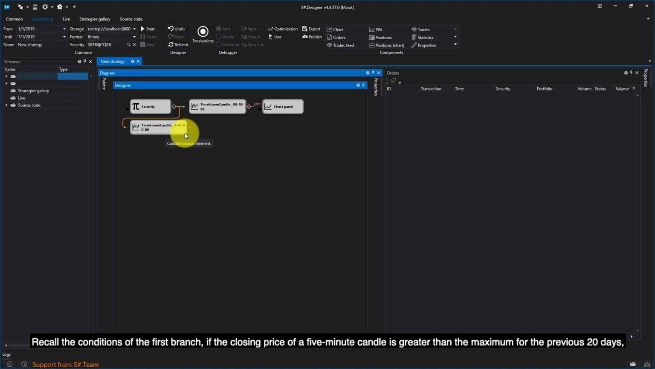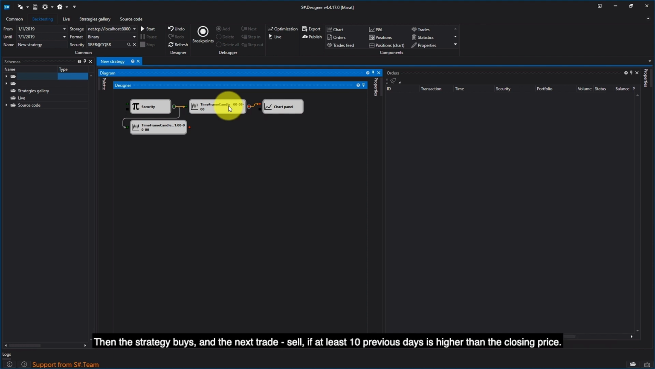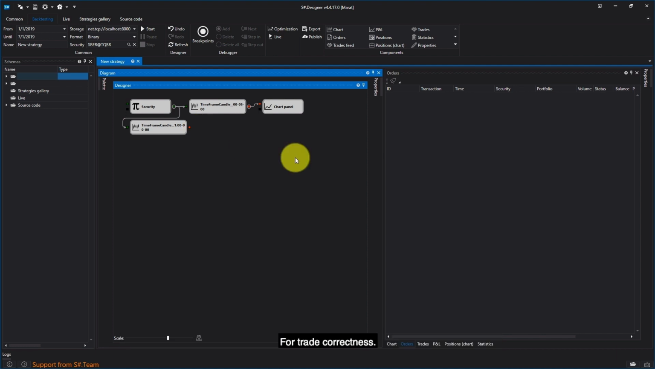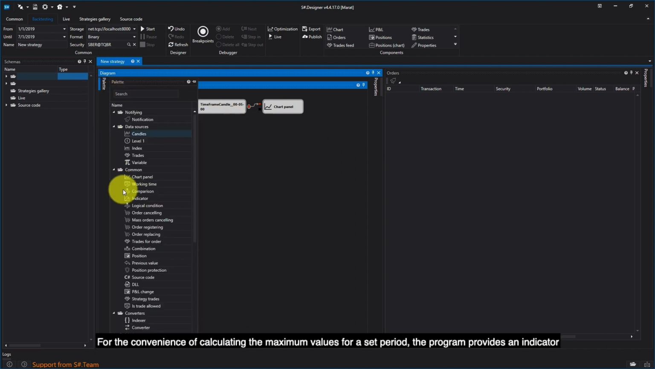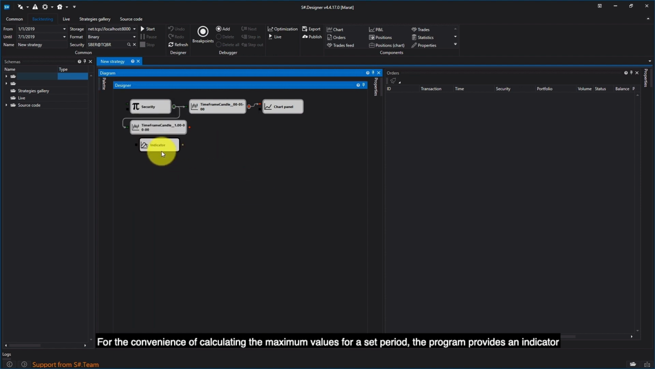Recall the conditions of the first branch. If the closing price of a 5-minute candle is greater than the maximum for the previous 20 days, then the strategy buys, and the next trade, sell, if the minimum of the previous 10 days is higher than the closing price. To meet the conditions, it is necessary to obtain maximum and minimum values for the specified periods, get the closing price value, and compare these values sequentially. It is also necessary to provide for a condition under which there will be no repeated buy or sell, for trade correctness. For the convenience of calculating the maximum values for a set period, the program provides an indicator.